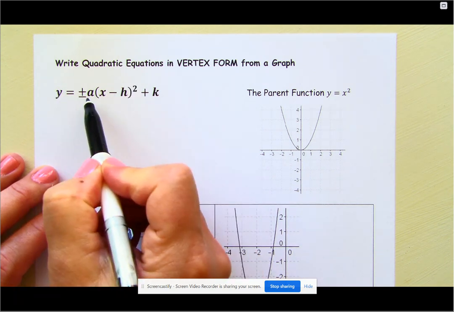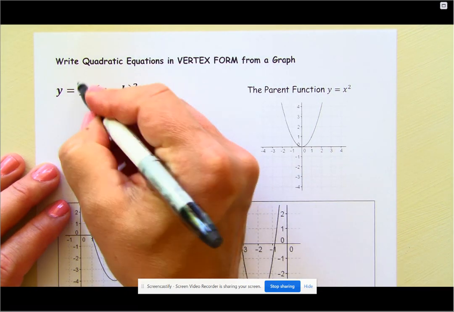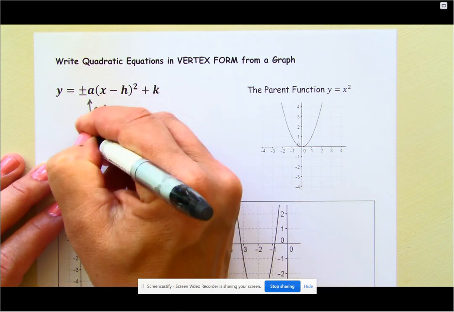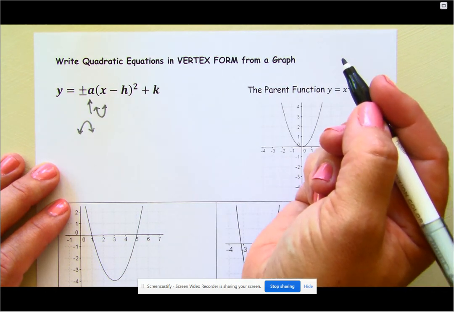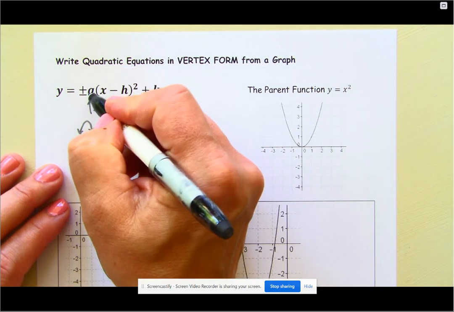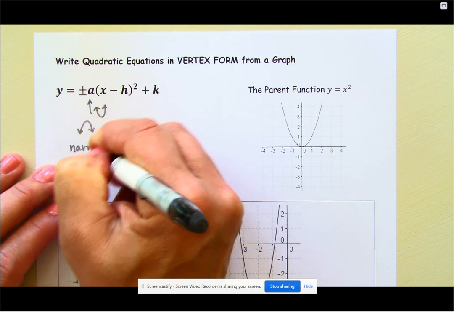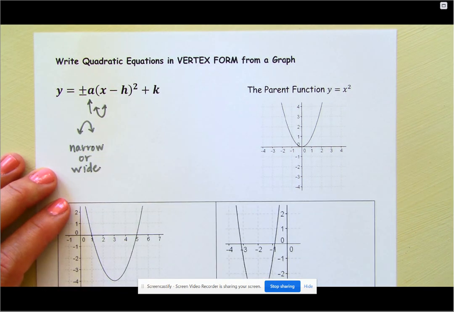Y equals plus or minus a, x minus h squared plus k. If you remember, the a value tells us if it's opening up or down, right? And also, if a is 1, what is the pattern? How narrow or wide is it? It also tells you whether it is narrow, wide, or kind of normal, and we'll talk about that. It's a multiplier. You can multiply the pattern by whatever a is from the typical width of a parabola.